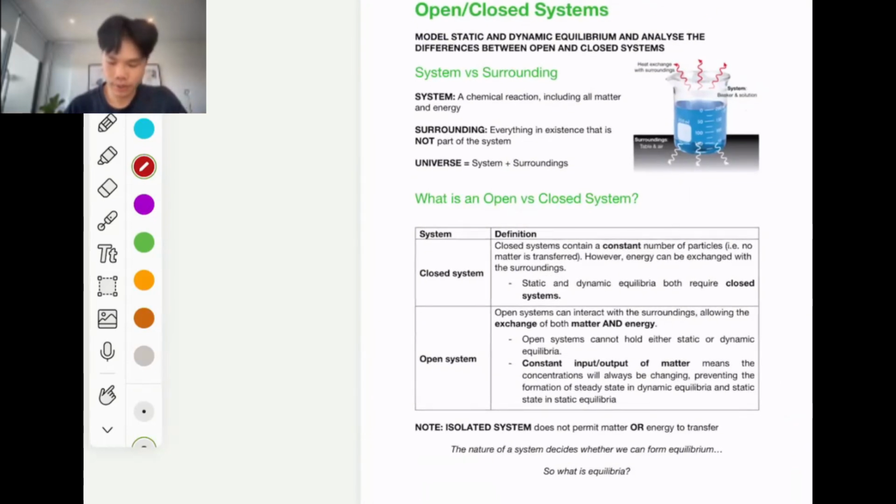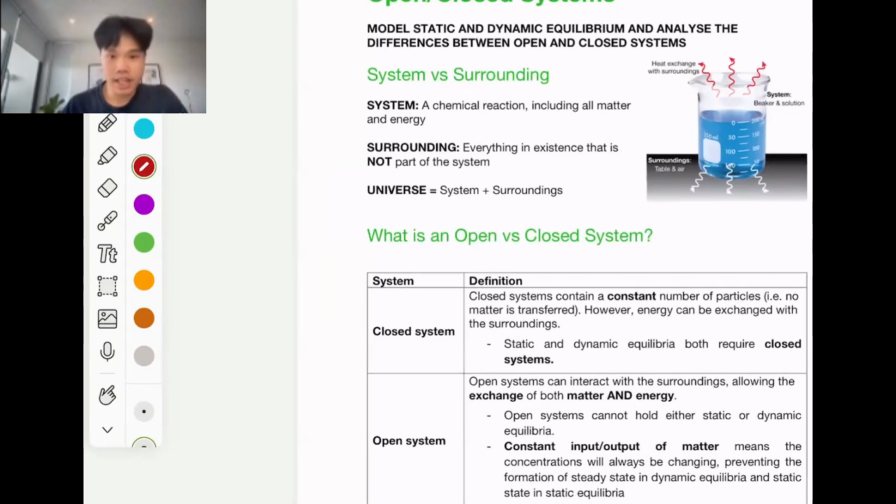Okay, continuing on. Static and dynamic equilibria and open and closed systems. So we should know that the whole universe is made up of lots of small systems, and relative to every system is a surrounding. So you consider any chemical reaction to be a system, and everything that is not that chemical reaction is the surrounding. And together, the system and surrounding make up the universe.